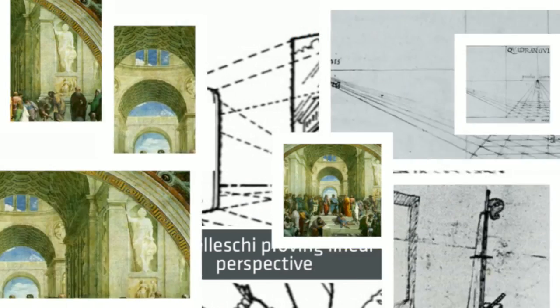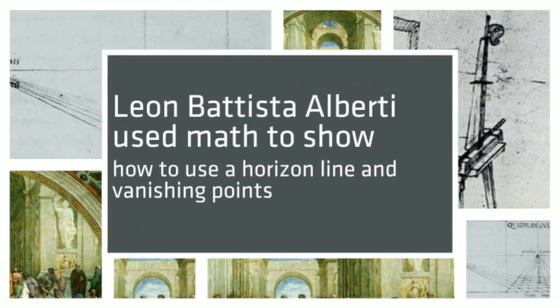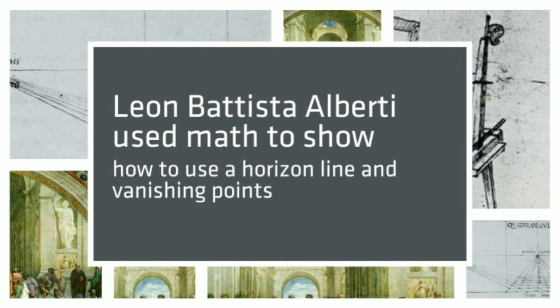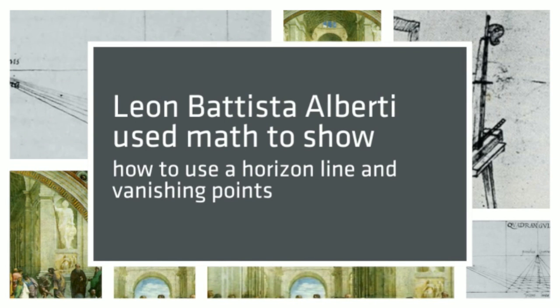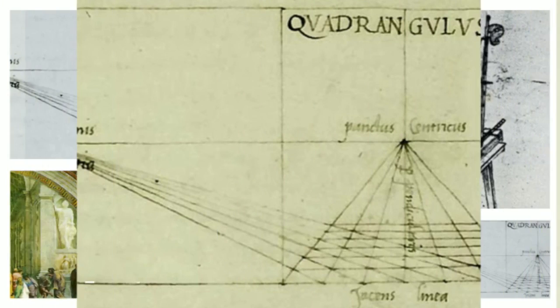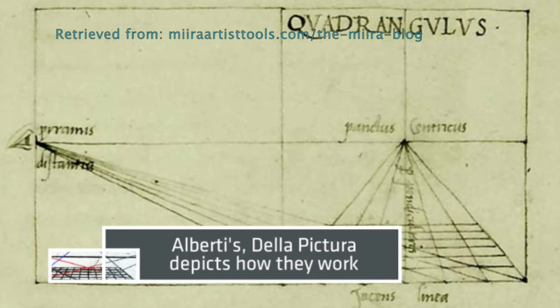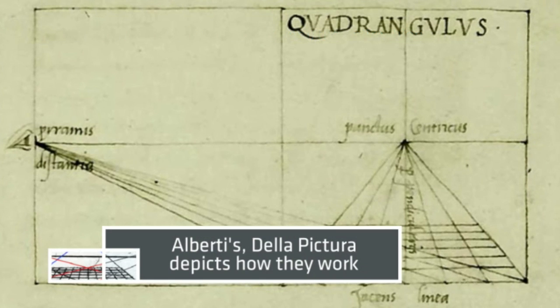In 1435, Leon Battista Alberti published Della Pittura, which also relied on math as a common ground between art and science by using orthogonals, a mathematical term, and vanishing points to accurately convey depth.